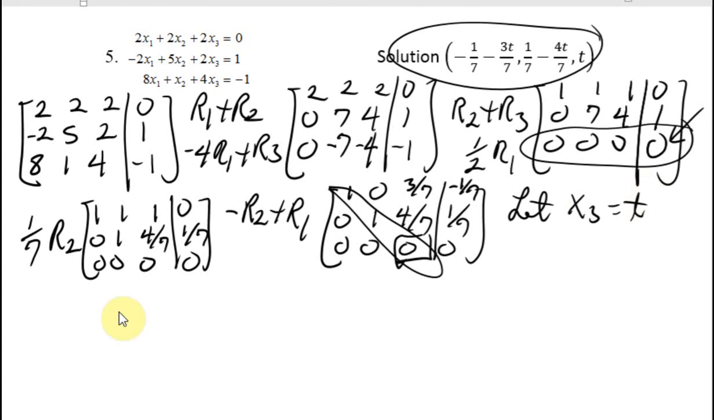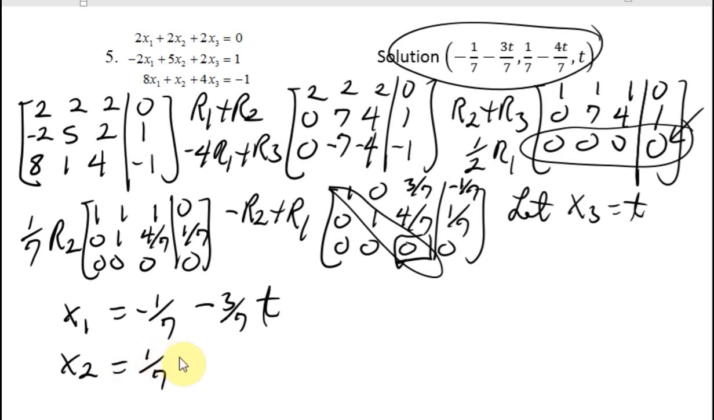You can look at it now and tell x sub 1 is negative 1/7 minus 3 over 7 times t. That's that first row. Second row, x sub 2 is equal to 1/7 minus 4 over 7 t. And so you get all three of those solutions there. Well, you get the one solution that has three parts to it.